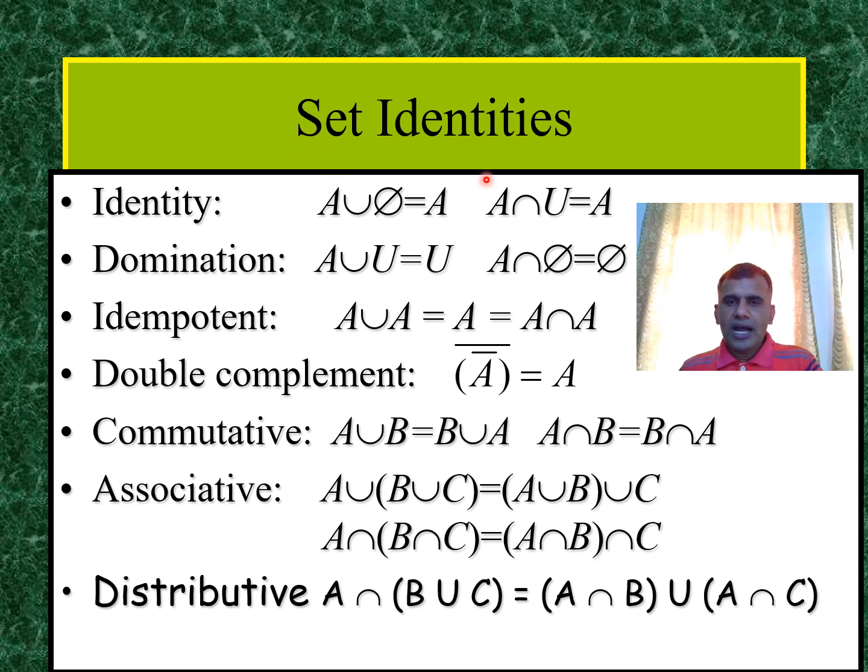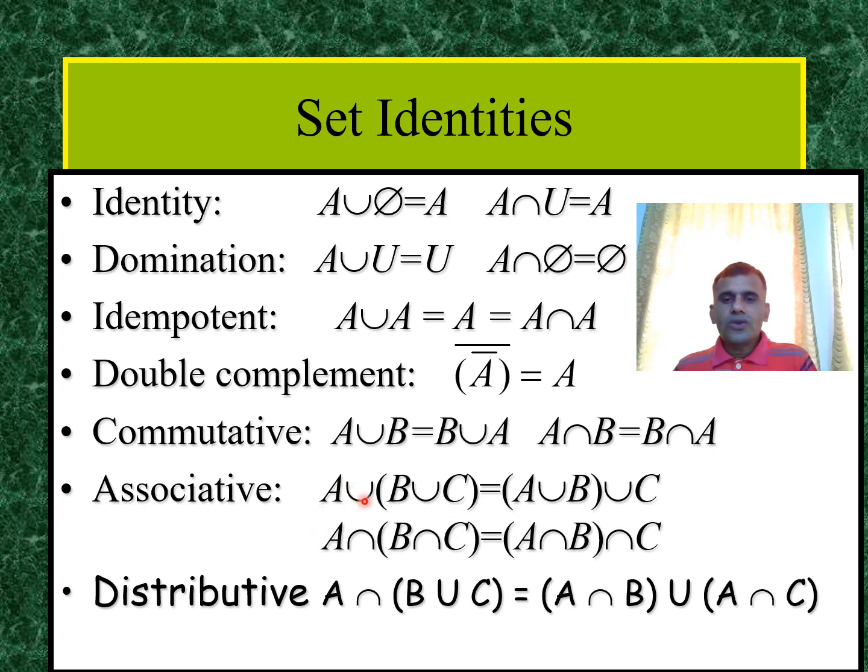Some identities of sets are given. First, the identity laws: A union phi is equal to A and A intersection U is equal to A. Domination property: A union U is equal to U and A intersection phi is equal to phi. Idempotent law: A union A is equal to A and A intersection A is also A. Double complement: A double bar is equal to A. Commutative property for union and intersection: A union B is equal to B union A and A intersection B is the same as B intersection A.